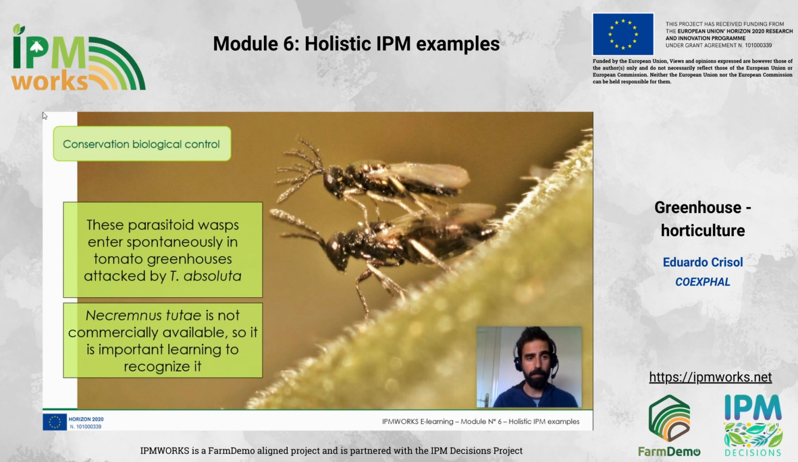These parasitic wasps are coming spontaneously into the tomato greenhouses from the surroundings. So they want to be reproducing on Tuta absoluta larvae. And the thing is that this species is not commercially available, so it is important to learn how to recognize it so that we can keep it, we can secure its presence, and we can attract this species into our greenhouse.